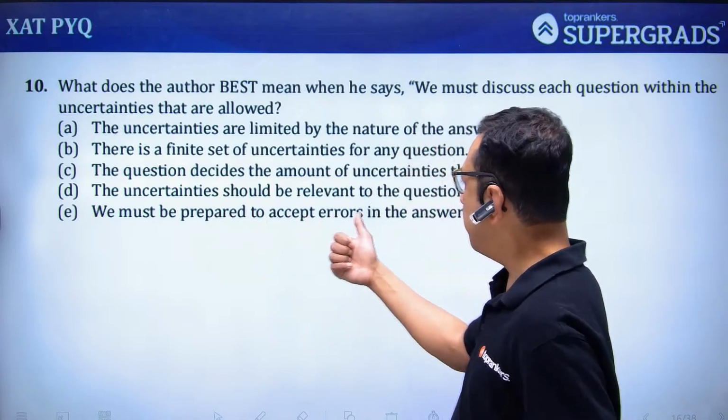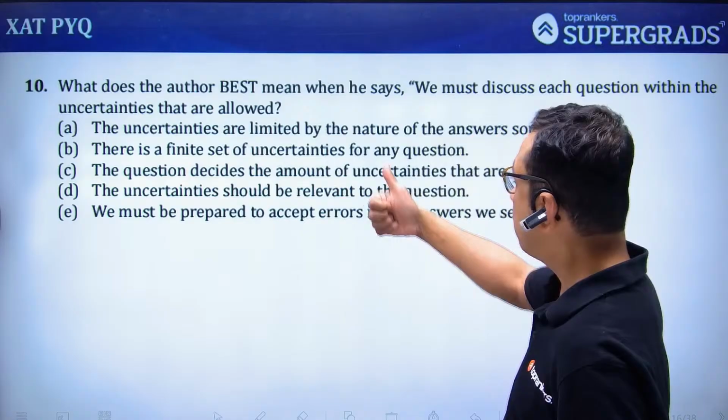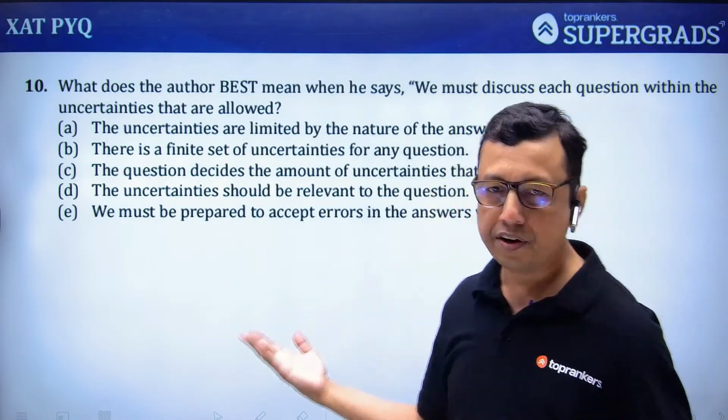We must be prepared to accept errors in the app. That's the point here, right? This exactly gels with the main idea of the passage also. We must discuss each question within the uncertainties that are allowed.